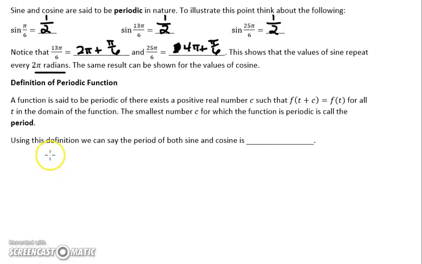So our definition of a periodic function says that there has to exist a positive real number c such that f of t plus c equals f of t. So you're getting the same value out as when you plugged in 2 different x values, for all t in the domain of the function. The smallest number c for which this function is periodic is called the period. So the first time you repeat basically is what this is saying. So for sine and cosine you repeat once around the unit circle, so our period is going to be 2 pi.